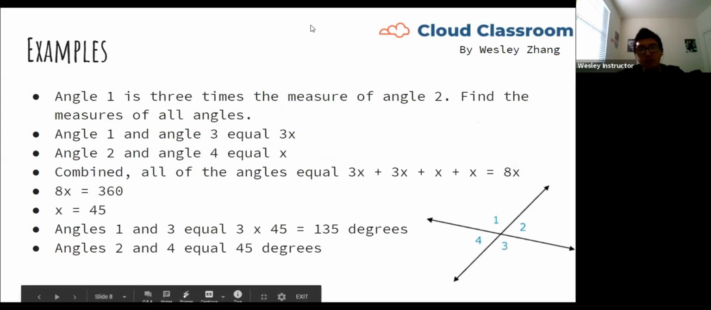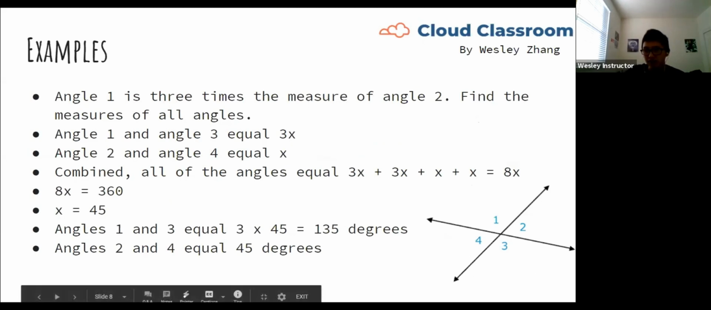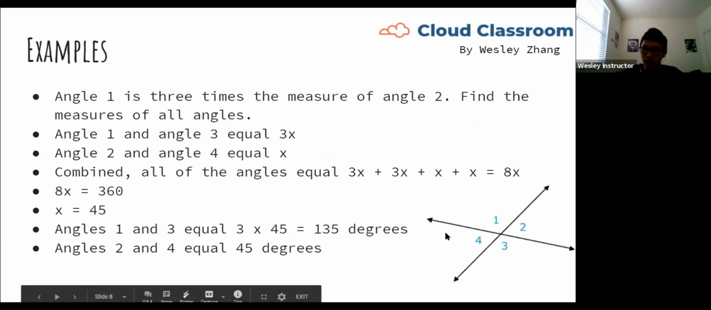Here's another one. If you look at this diagram at the bottom right, angle 1 is 3 times the measure of angle 2. Find the measures of all angles. For this problem, we need to use our knowledge of the vertical angle theorem and that all of these angles added together is 360 degrees. Because if we draw a circle around all these angles, we know a circle is 360 degrees. So that's how we know these all add up to 360 degrees.